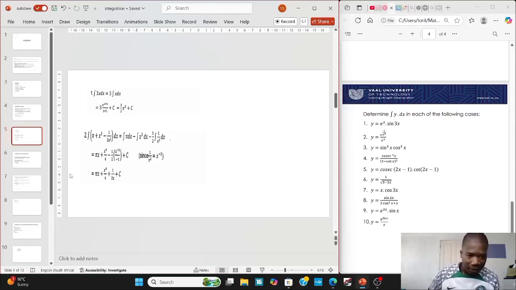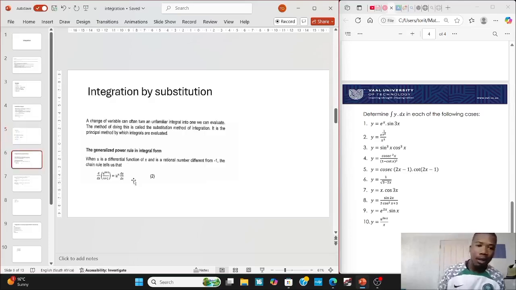Then we get our final answer, which is pi x plus x to the power 4 over 4 plus 1 over 2x plus c. So we proceed. So we have integration by substitution or u substitution. So this substitution makes things easier for us to integrate, right?